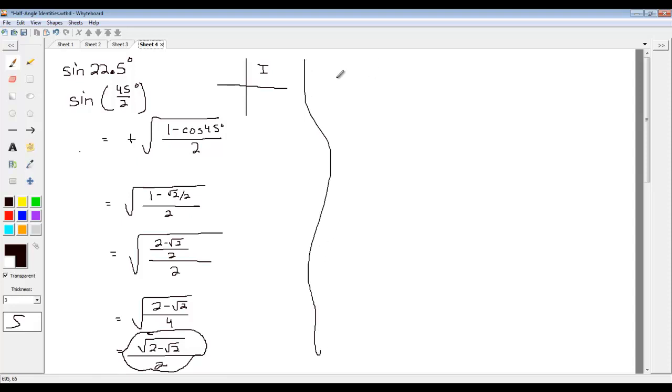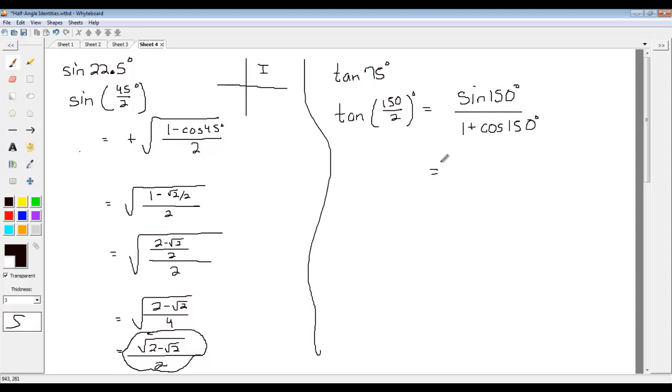All right, what if we have something like tangent of 75 degrees? Well, 75 is half of 150. So we can turn this into a half angle problem. We could say the tangent is going to be the sine of 150 over 1 plus the cosine of 150. And 150 is on our circle.